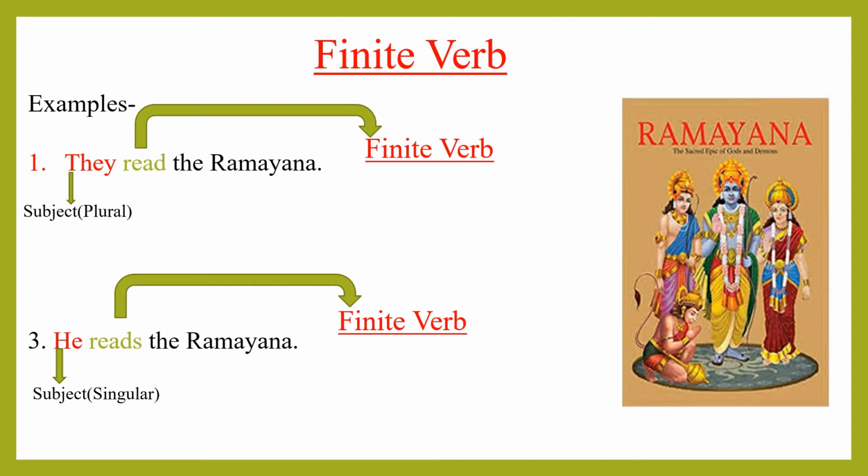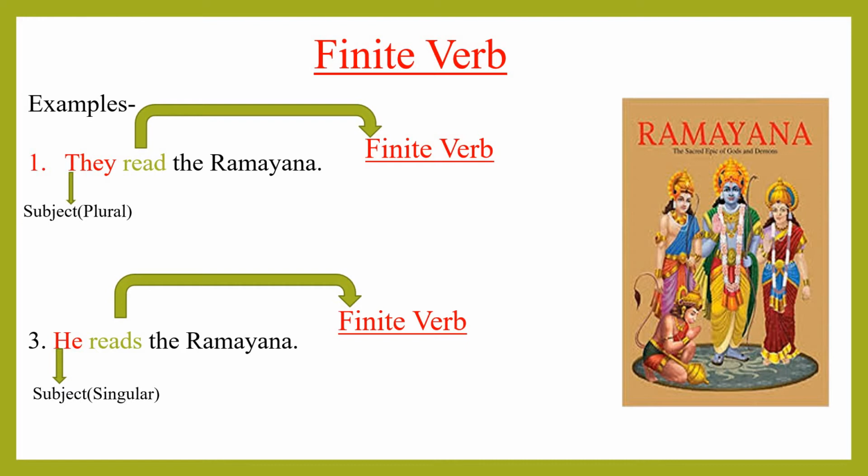Dear students, as you can see in the first example, "They read the Ramayana." Here, the word read is a finite verb and the subject of the sentence is they. You know very well that they is a third person plural subject. And in the second example, "He reads the Ramayana." Here, the verb is reads, which is limited by the number and the person of the subject he, and he is the third person singular subject. Here, the different forms of read indicate the different tenses.